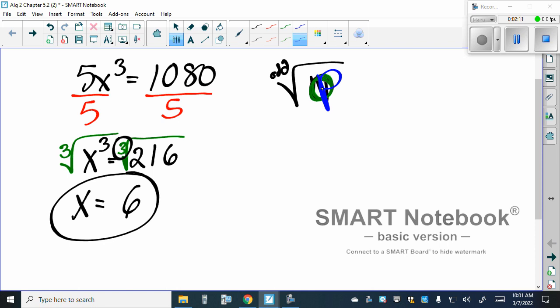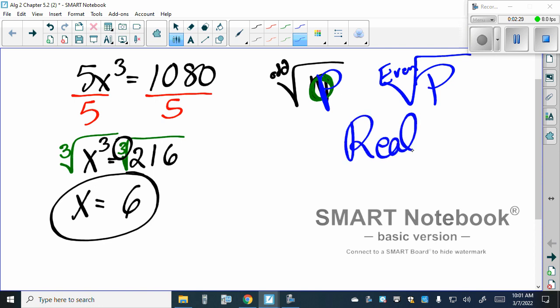The only time we add the plus or minus is if we have an even root and what's inside is positive. If we have an even root and what's inside is negative, we technically have a solution, but because the directions here are asking for real roots, we have no real roots. It doesn't work out. Does that make sense? Yes. Any other questions? Or any other ones that y'all want to look at?